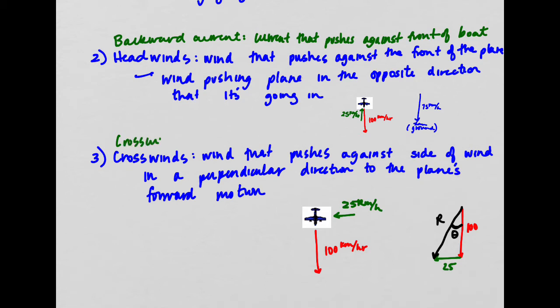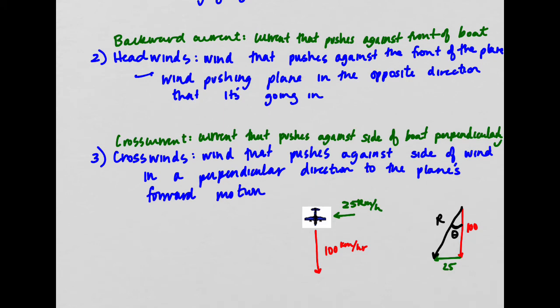Cross current. And this is the current that pushes against the side of the boat, in a perpendicular direction to the boat's forward motion. So it's the exact same thing as a crosswind, but in a boat situation, so it's with water and against the boat. All right.